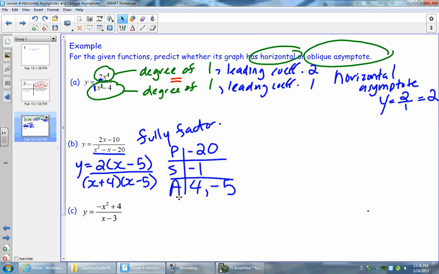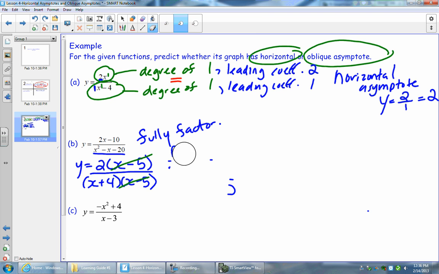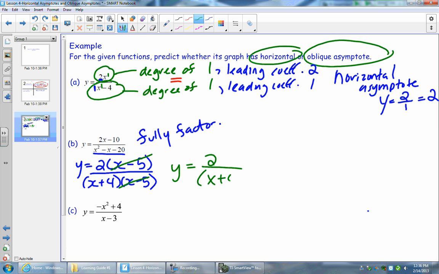Now you want to look at the top and the bottom. Do we have any common factors? Yes, we do. x minus 5 is common to both. Therefore, we are working with a rational function that looks like this: y is equal to 2 over x plus 4. So this is the rational function that we have to take a look at here.